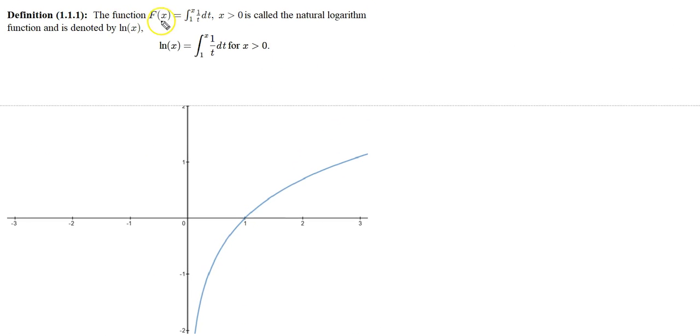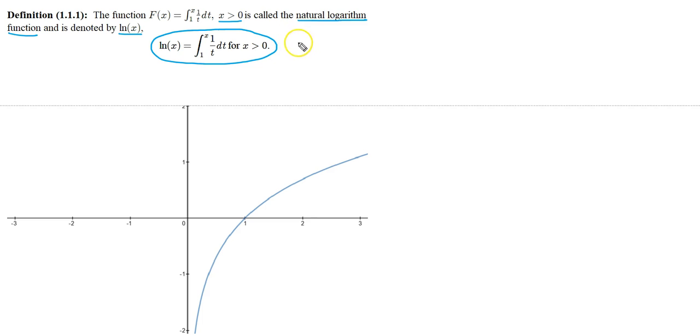So here's a definition. We define the function f of x equals the integral from 1 to x of 1 over t dt, for x greater than 0. We call that the natural logarithm function, and we denote it by this special notation, ln of x. So this function we denote as the ln of x.